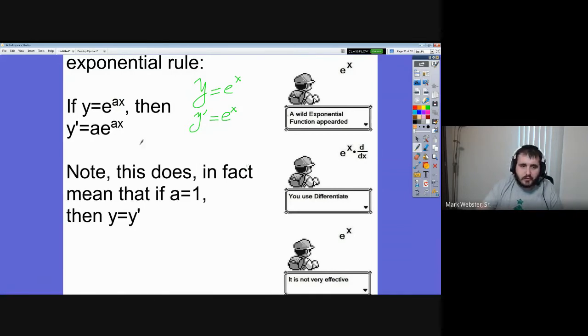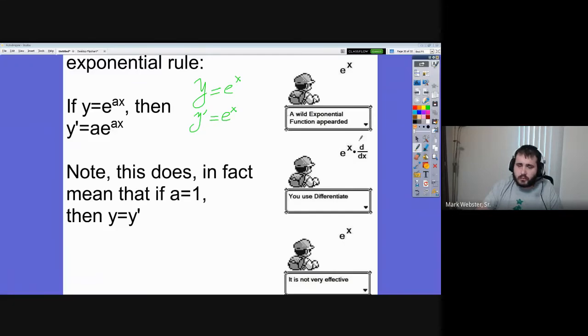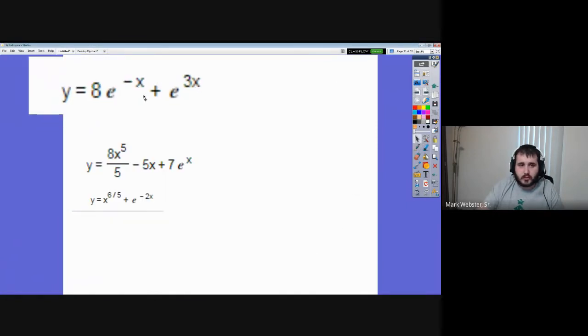All right. So this is your thing. If you go through and you have e to the x, then you can use this right here. All right. Let's do some examples. So we're going to say, all right, y equals 8 times e to the negative x plus e to the 3x.